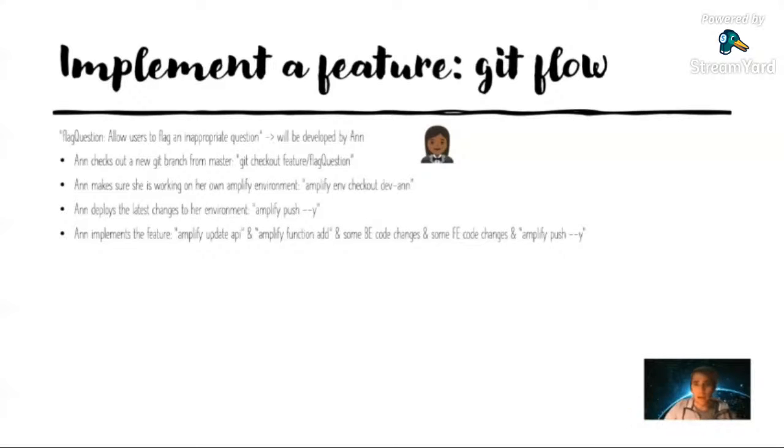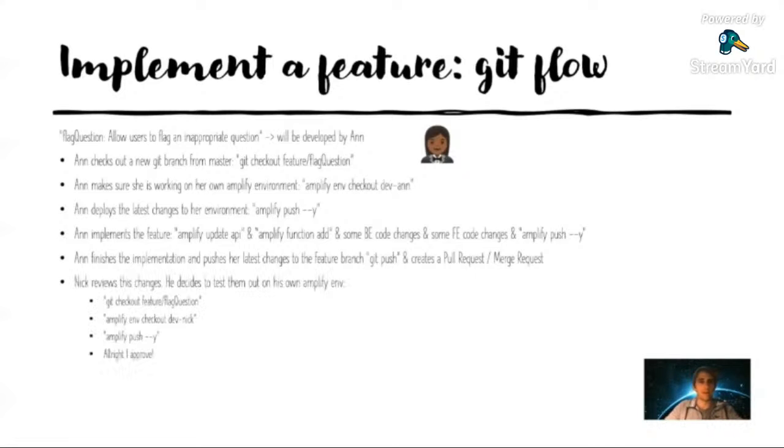She updates the API, she adds a Lambda function, she makes some backend changes, some front-end changes. She does a lot of work. And she also runs an Amplify push to push her changes to the cloud. Now, those changes are being deployed in her Amplify environment, so only in the dev environment. Once she finishes the changes, she opens a pull request or a merge request, depending on if you're on GitHub or GitLab. And then I will start validating it.